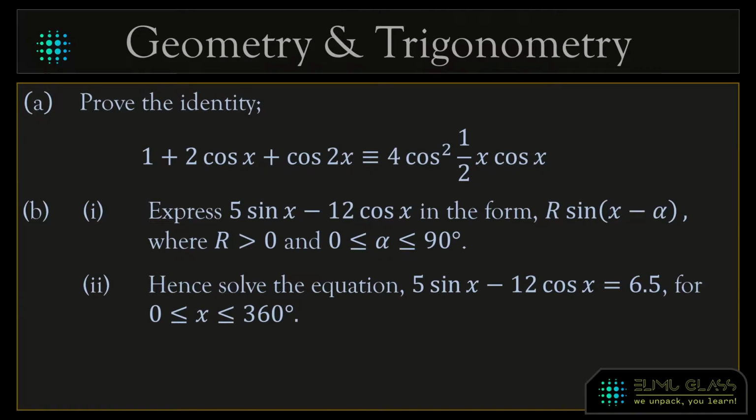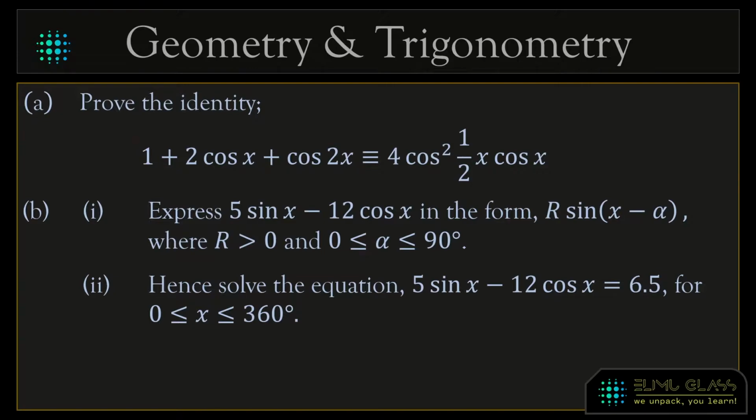Part B of the question is a reduction formula. So we are told to express 5 sine x minus 12 cosine x in the form r sine of x minus alpha, where alpha is actually just what we call a phase difference in electrical engineering and other areas like physics. So alpha there is a phase angle, but you don't need to worry about it. It's simply mathematics here. Okay, so we want to do that.